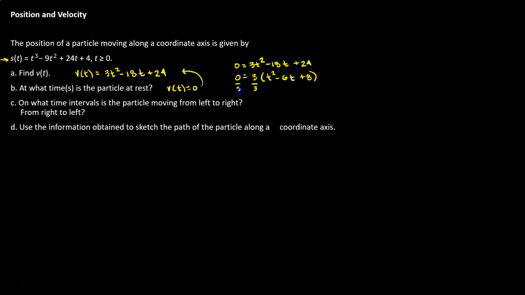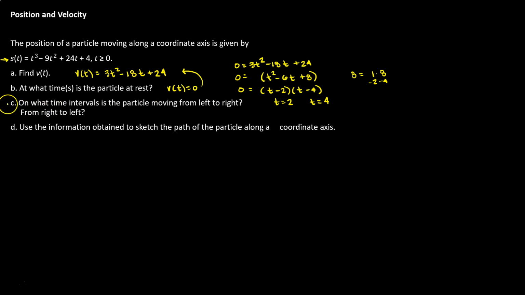Dividing both sides by 3 got rid of the 3. I still have 0 on the left side. Now I have a quadratic that I could try to factor. And if I use a negative 2 and a negative 4, I can factor that. Then I can see that at time equals 2 seconds and at time equals 4 seconds, I will have a zero velocity. We can double check that by plugging 2 and 4 into our function. We will see that the particle is not moving. The velocity is 0.